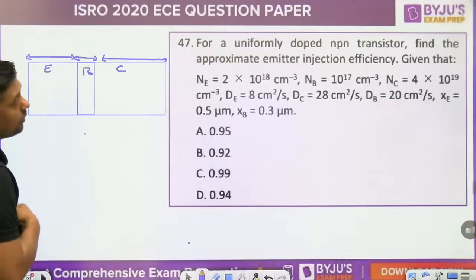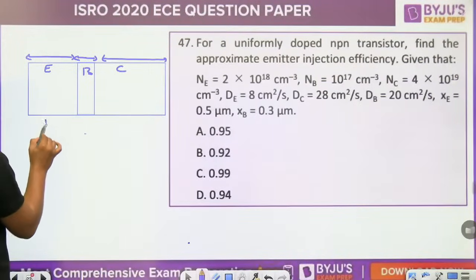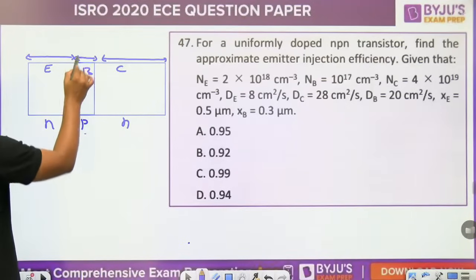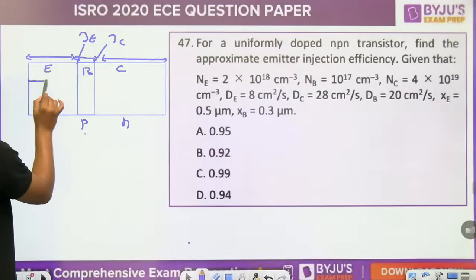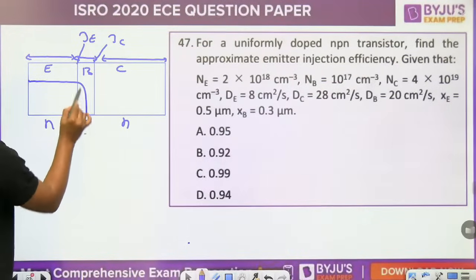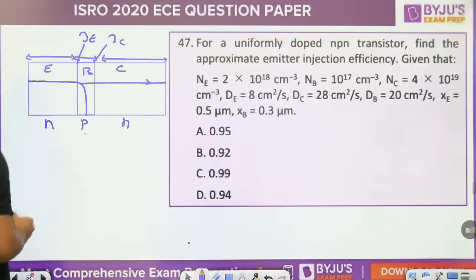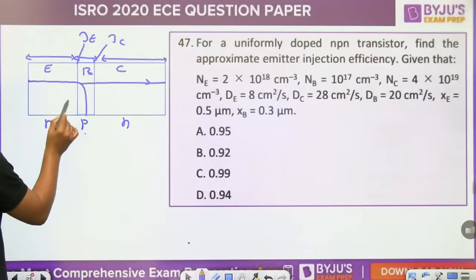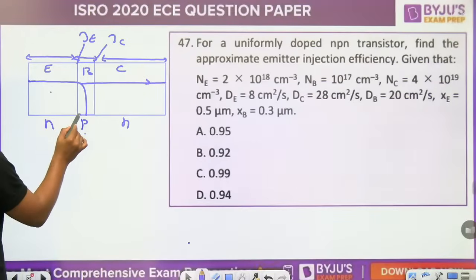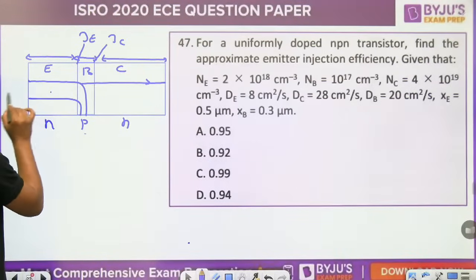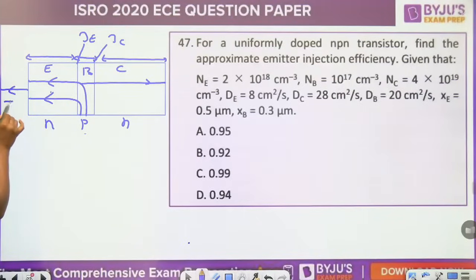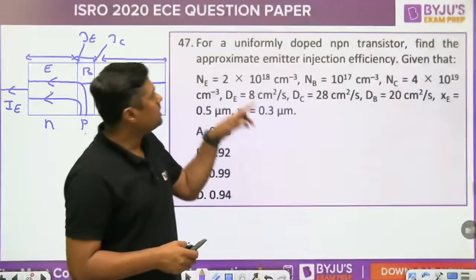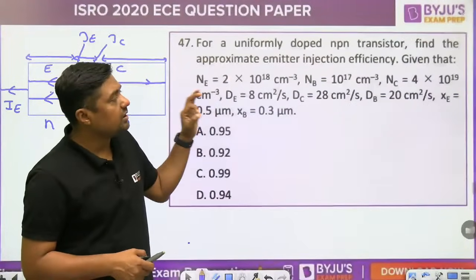Suppose it is a uniformly doped NPN transistor. NPN means this is N type, this is P type, this is N type. This is called the emitter junction, that is called the collector junction. When this is forward biased, the electrons will move, some will recombine here and the remaining will reach here. At the same time, some holes will move from this point to this point. Because of the holes, current will be in this direction. Because of the electrons, current will be in this direction. The complete current is called the emitter current outside the diagram. So, what is the approximate emitter injection efficiency?